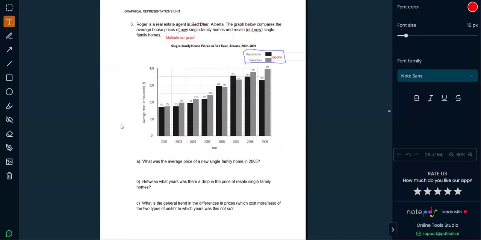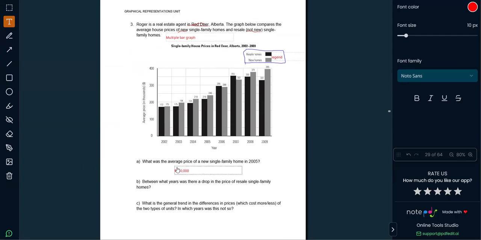So in question A here, what's the average price of a new single family home in 2005? And I want you to look at it. I'm going to go over the answer here in 3 seconds. Okay, 2005. It's a new home, so it's gray. That is 240. So 240, not dollars, 240 thousands of dollars, right? How do I know it's thousands? Look at the Y scale. It literally tells you.